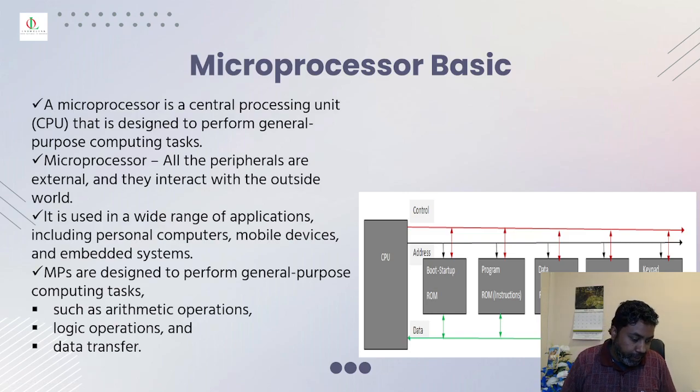Now we're going to get deeper into all the microprocessors and the ones we saw from the last slide. Microprocessor is a processor which has a central processing unit that is designed to perform general purpose computing tasks. And as you can see, all the other peripherals are outside the CPU, so that means each and every individual module, the boot startup ROM, the program ROM, the data RAM, transducers, the keypad, UART, all this you need to make a specific PCB design, and you have to interface to the CPU.